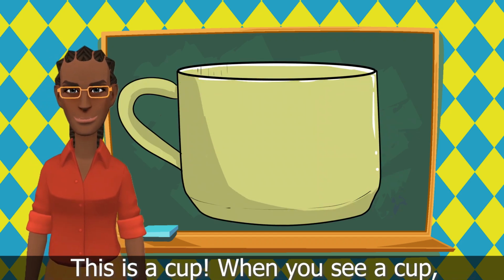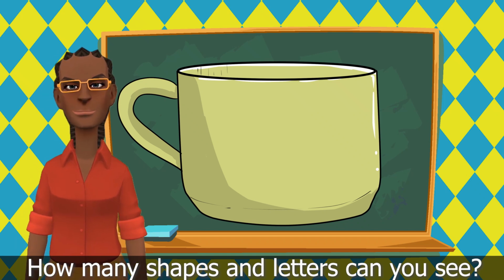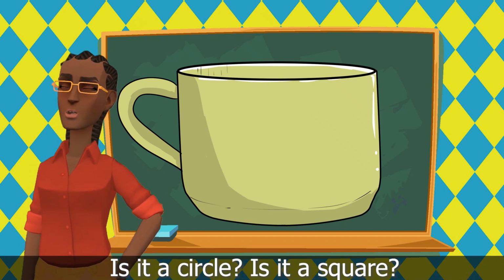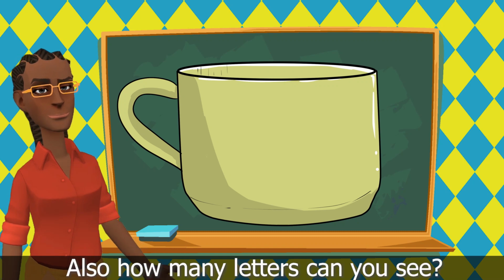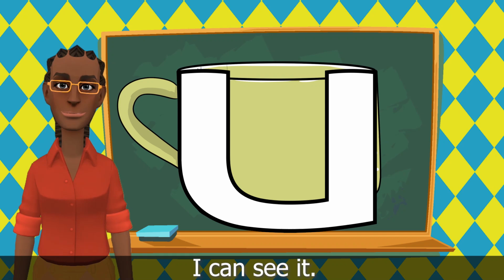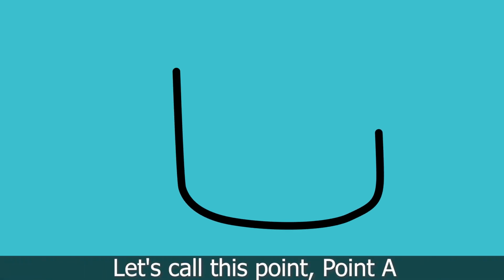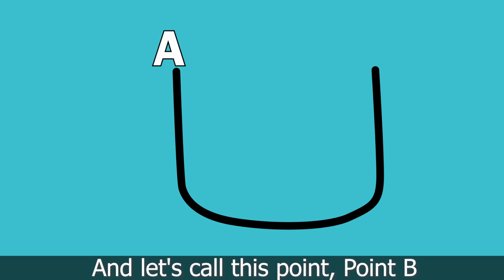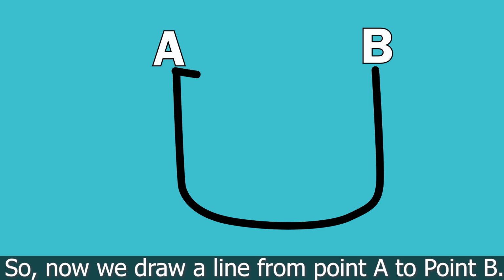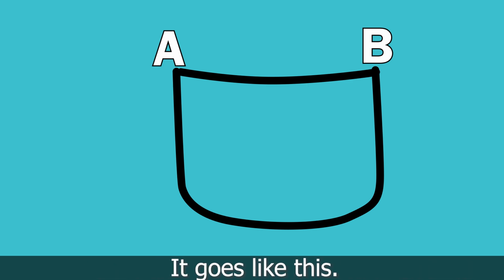This is a cup. When you see a cup, what do you think about? How many shapes and letters can you see? Is it a circle? Is it a square? Is it a triangle? Also, how many letters can you see? Can you see the letter U? I can see it. Let's go ahead and draw the letter U first. Let's call this point A. And let's call this point B. So, now we draw a line from point A to point B. But kids, this line is bent and not straight. It goes like this.